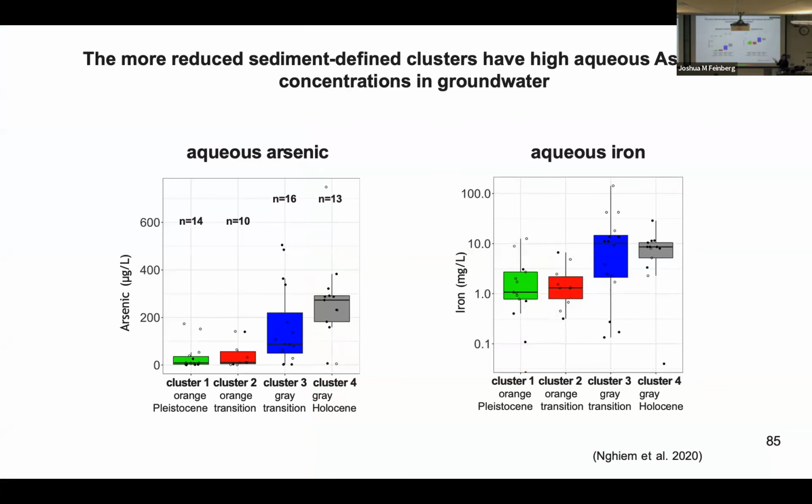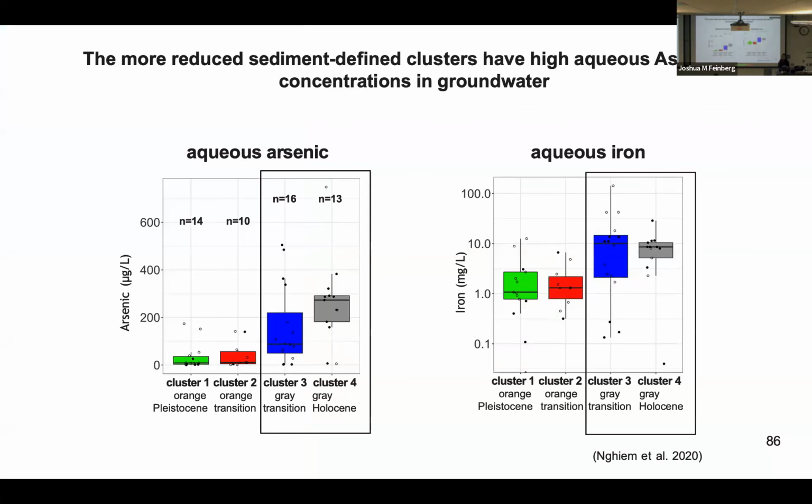And we indeed do see that the more reduced sediment-defined clusters have high arsenic and high iron concentrations in groundwater. So our gray transition does have high arsenic, so does the gray Holocene. Maybe cluster 2, as I was mentioning, might have a little higher, but it's probably not statistically significant. And we see that there's higher aqueous iron, indicative of iron reduction.